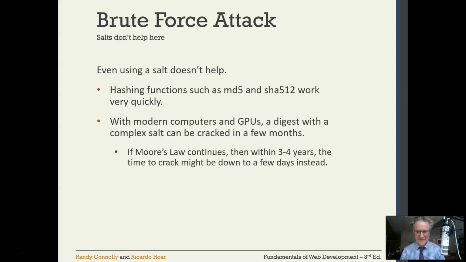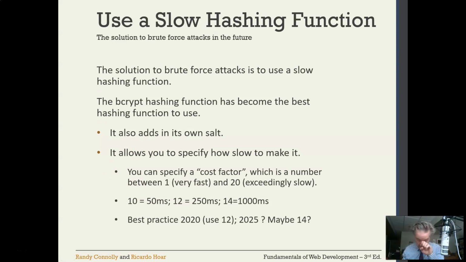You might think, well, a few months, and that is generally pretty good. But you do have to remember that the power of CPUs and GPUs keeps getting better, right? Moore's law, about every 18 months or so, a doubling of speed. Well, that means maybe within 3 to 4 years, the time to crack, even with a complex salt, might be down to a few days instead. Okay, that's a lot more worrisome. So the solution in that particular case is to actually use a slow hashing function. I really love this because it's one of these rare situations in computing where slow is best.